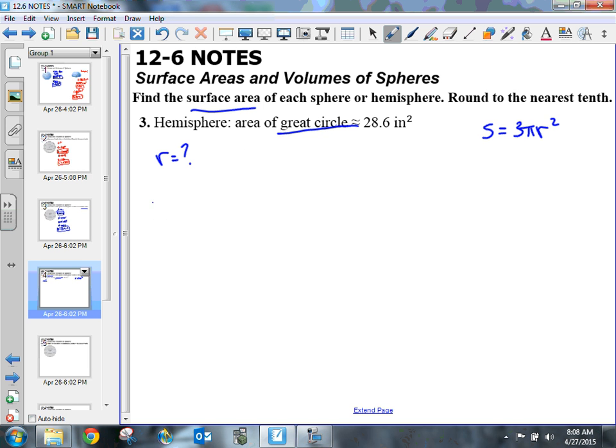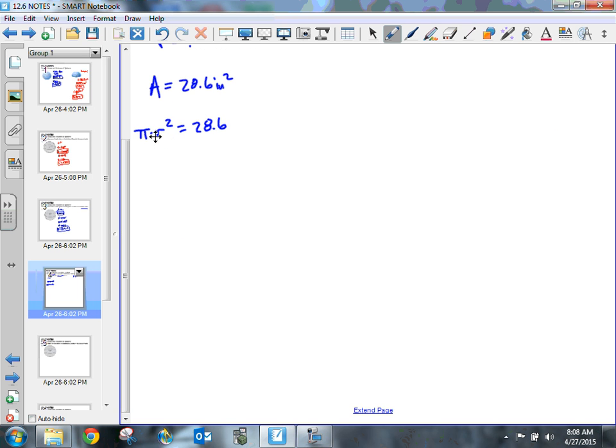But I'm given that the area is equal to 28.6 inches squared. Okay, and I know the formula for area is pi times my radius squared, and I'm going to set that equal to 28.6. Now what I do here to solve this is a little bit unique. I'm going to go ahead and divide both sides by pi. And so I get r squared is equal to 28.6 divided by pi.